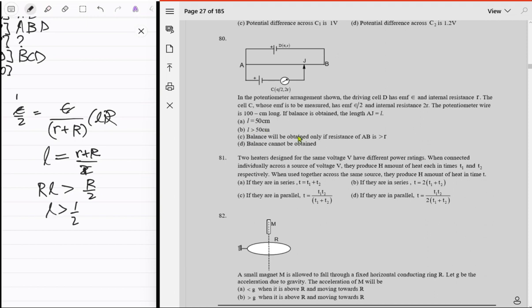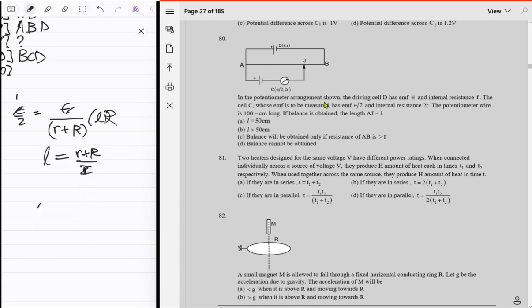So B is right. Balance will be obtained only if the resistance AB is bigger than R. AB is bigger than R. Which one, this R? Okay. So capital R should be bigger than R. That's what you're saying, right? Oh yeah. Okay, understood.